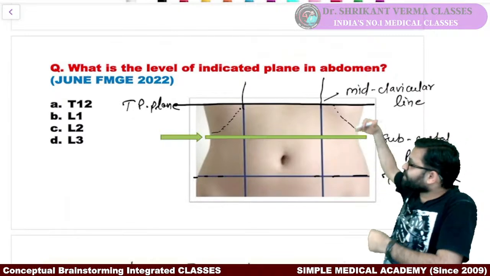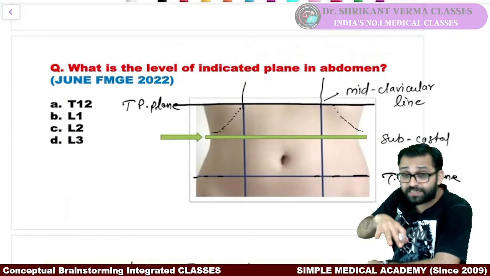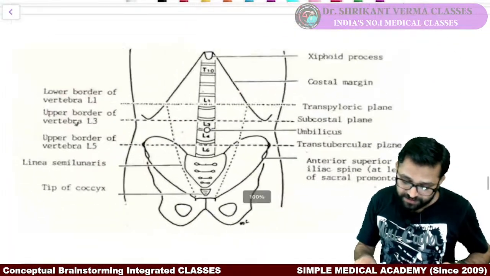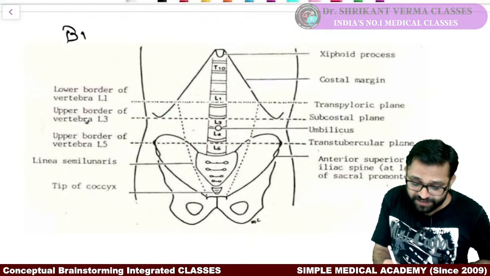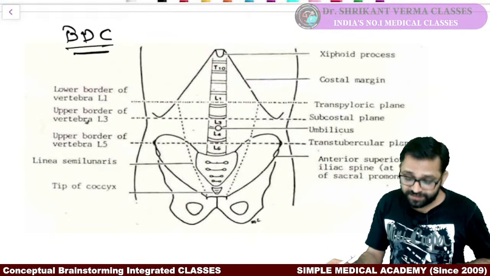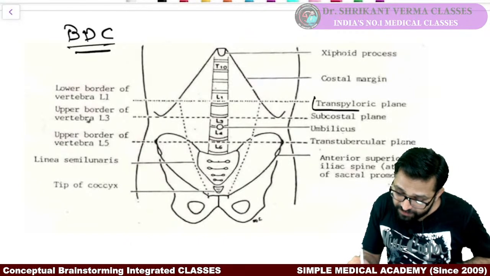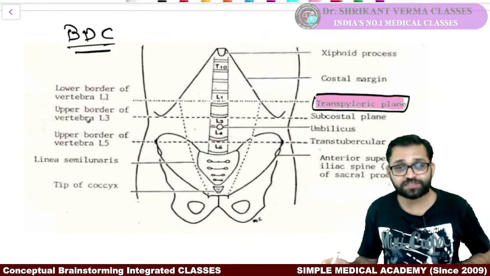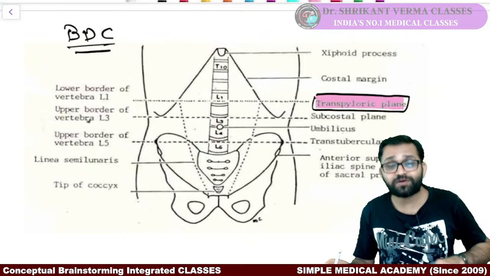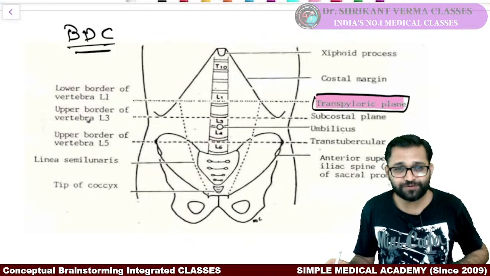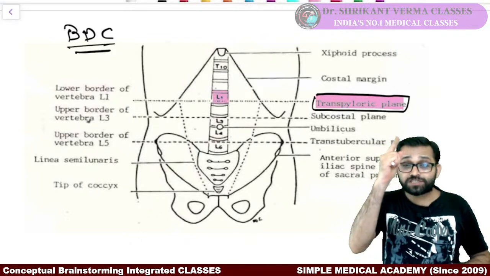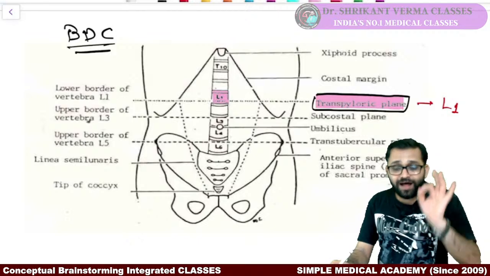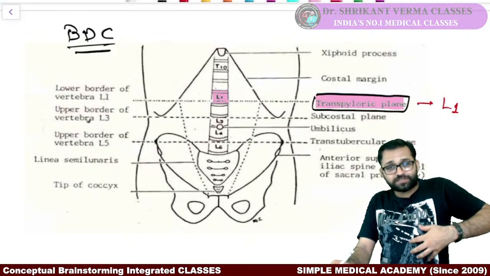So this was a very old question pattern which had recently disappeared but again came into the pattern. So try to understand. This is the old image from our respected B.D. Chaurasia sir's textbook. See here, there is one plane, the transpyloric plane, which passes through the pylorus of the stomach. Getting the point? That's why it is called transpyloric. It passes through the first lumbar vertebra, L1. Transpyloric plane. Stomach is above. L1 is above.